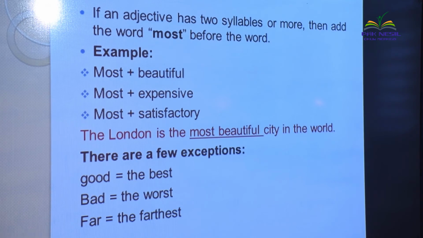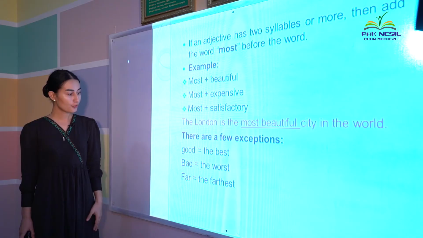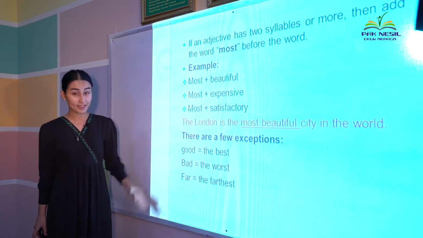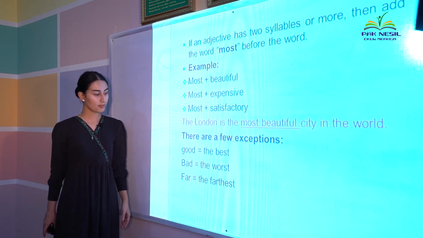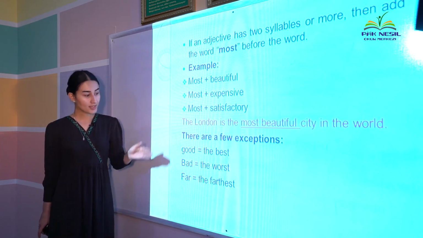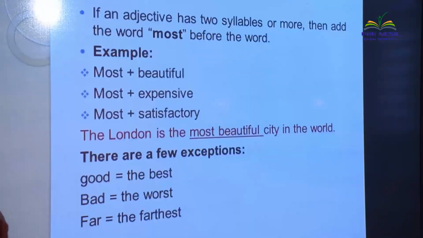And of course, we have a few exceptions in the superlative adjective as in the comparative. For example, good, bad, and far. If we want to make it superlative, good changes its form into the best. The bad, it means the worst, and far, the farthest.